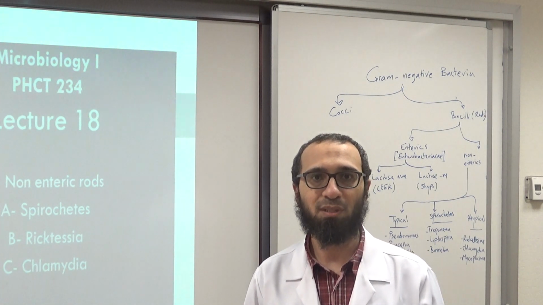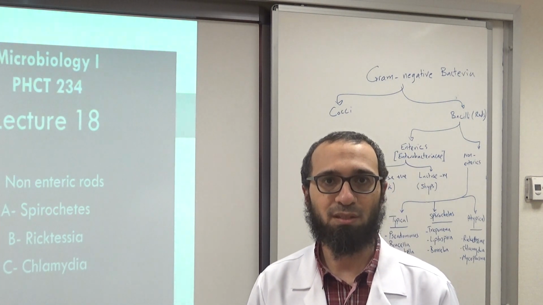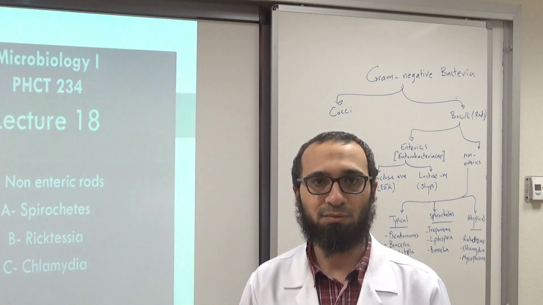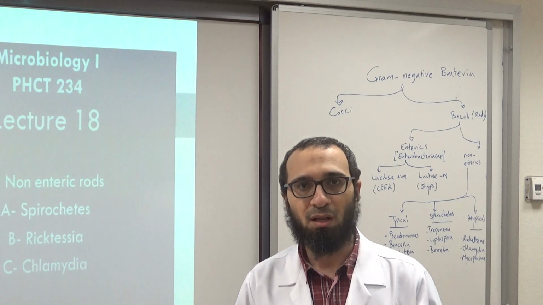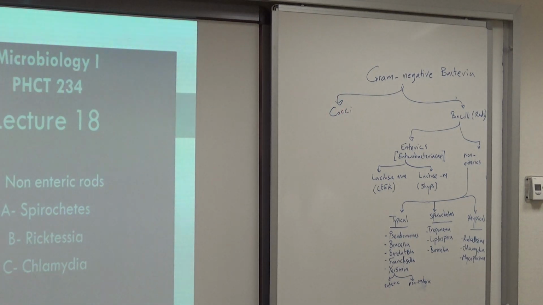As you know, today we start with the gram-negative bacillus, or gram-negative rods, the second part of gram-negative bacteria. As we know, gram-negative bacteria can be classified according to their shapes into gram-negative cocci and gram-negative bacilli. We already discussed cocci, and today we will discuss a specific part of gram-negative bacillus.